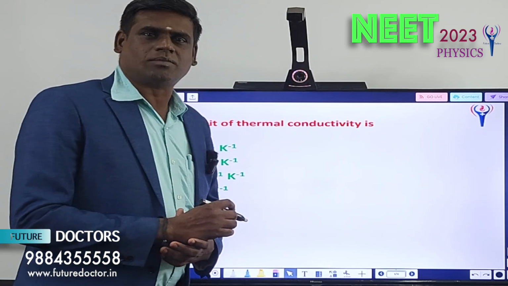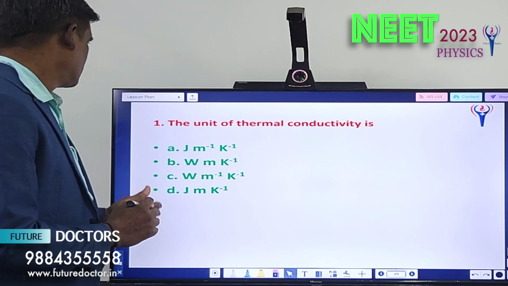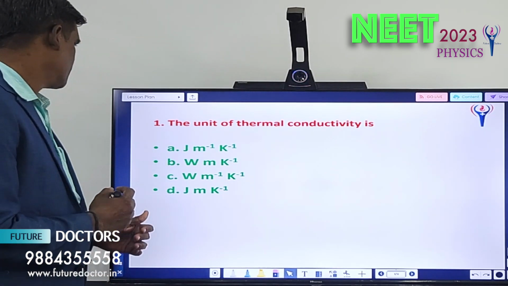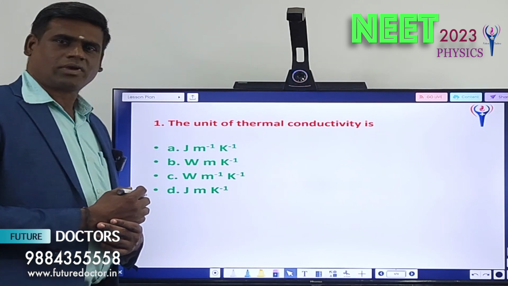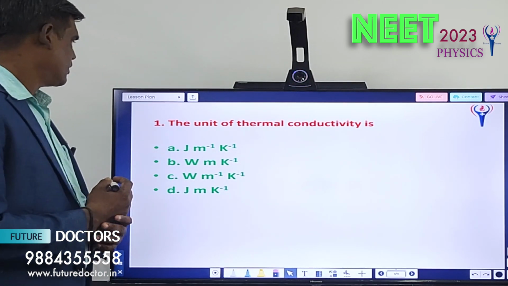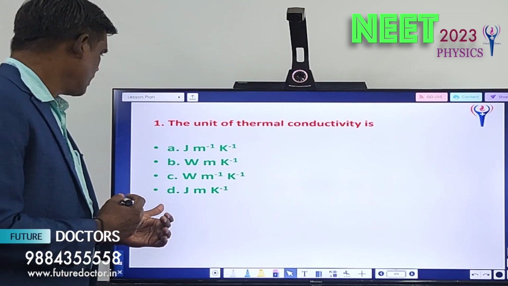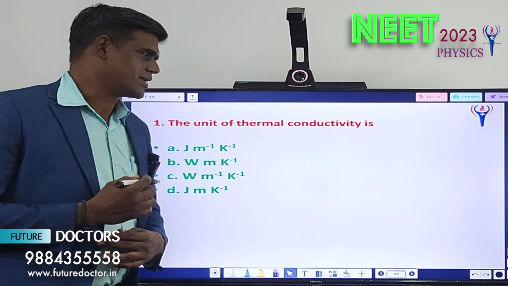The unit of thermal conductivity is dash. A, J m power minus 1 K power minus 1. B, W m K power minus 1. C, W m power minus 1 K power minus 1. D, J m K power minus 1.